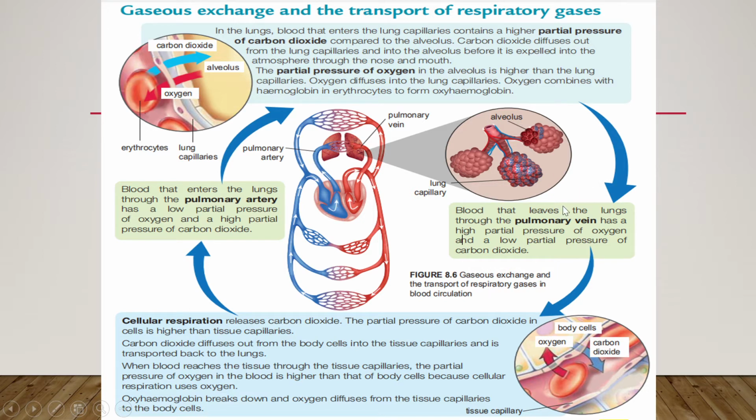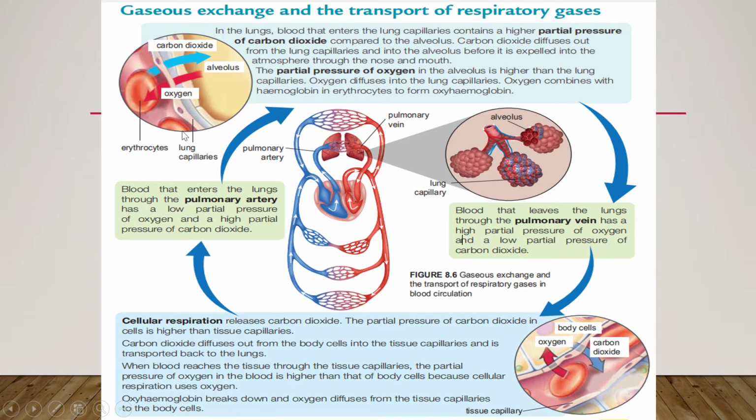Meanwhile, the blood that leaves the lung, from the pulmonary vein, brings it back to the heart first, and then it will be pumped out of the heart to be circulated throughout the body. So this blood has a high partial pressure of oxygen and a low partial pressure of carbon dioxide. This is denoted in red, so that means it is oxygenated blood. Okay, come back to here. It says higher partial pressure of carbon dioxide, so you are comparing two regions.